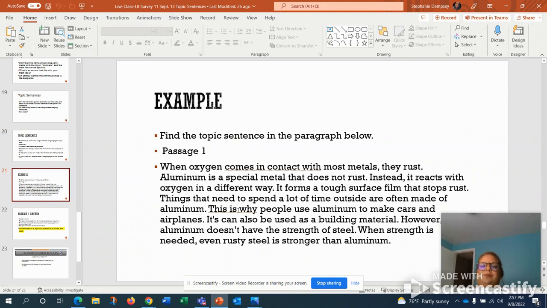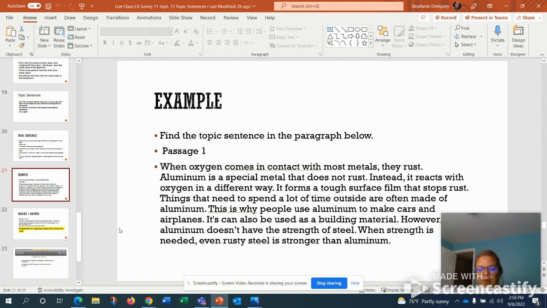So here's an example. When oxygen comes in contact with most metals, they rust. Aluminum is a special metal that does not rust. Instead, it reacts with oxygen in a different way. It forms a tough surface film that stops rust. Things that need to spend a lot of time outside are often made of aluminum. This is why people use aluminum to make cars and airplanes. It can also be used as a building material. However, aluminum doesn't have the strength of steel. When the strength is needed, even rusty steel is stronger than aluminum.